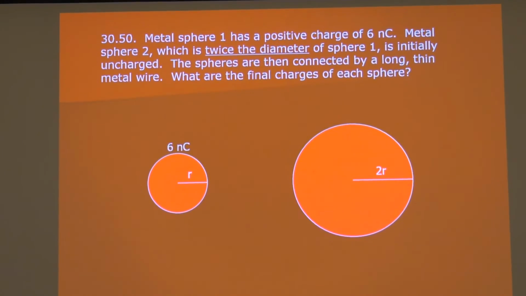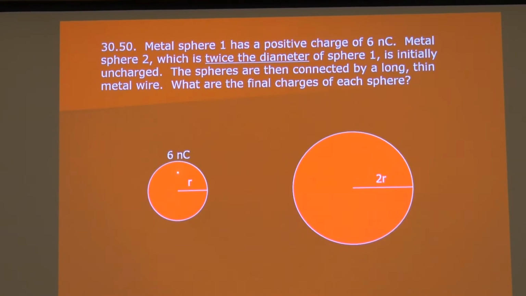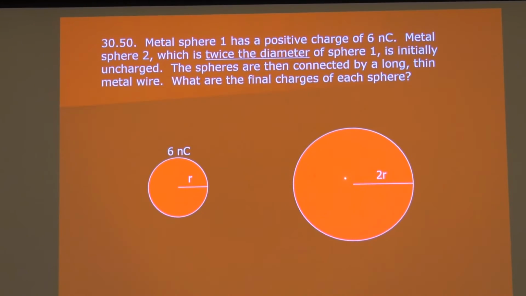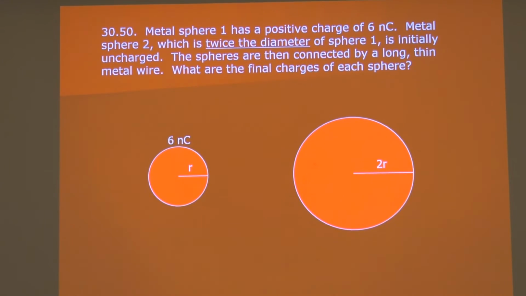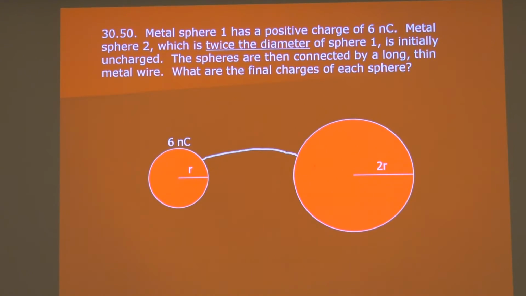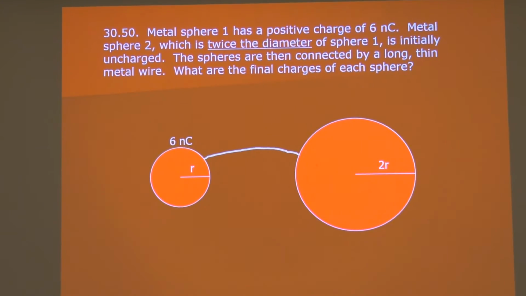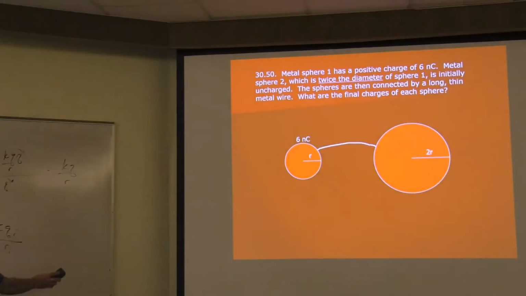All right, here's a great question. Metal sphere 1 has a positive charge of 6 nanocoulombs. Metal sphere 2, which is twice the diameter of sphere 1, is initially uncharged. The spheres are then connected by a thin, long metal wire. What are the final charges of each sphere? All right, so pause your video and figure it out.